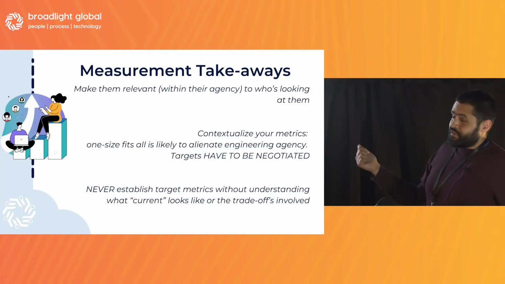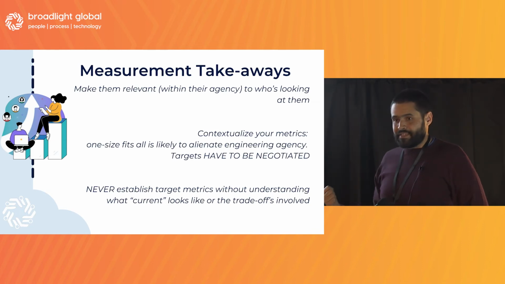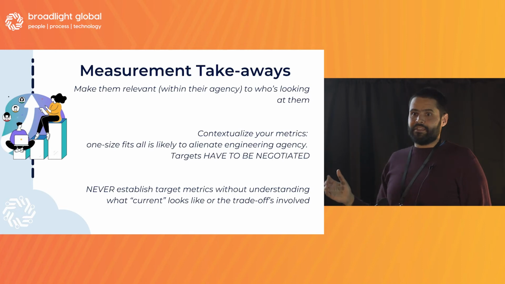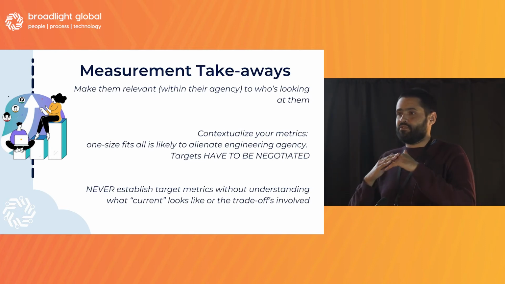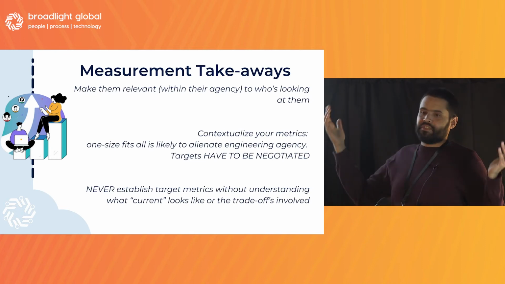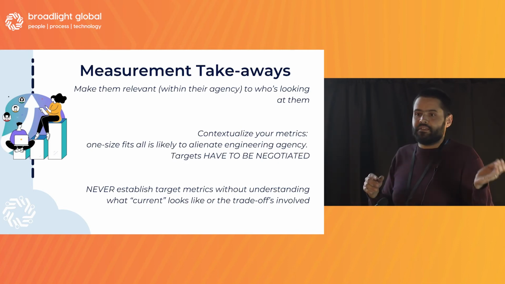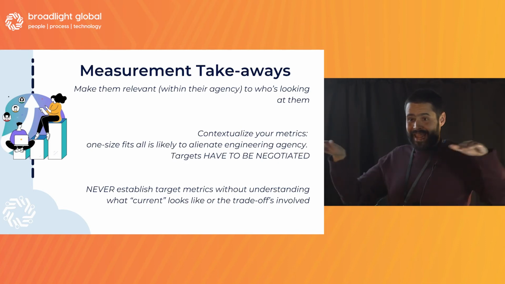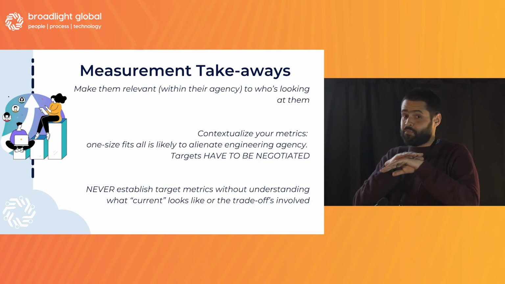So making them relevant within agency, contextualizing the metrics. So just saying that everyone in your company, if you've got 10 development teams, just saying everyone in the company needs to be below 15% in terms of critical whatever. Right? That blanket statement across the organization is probably not going to work.